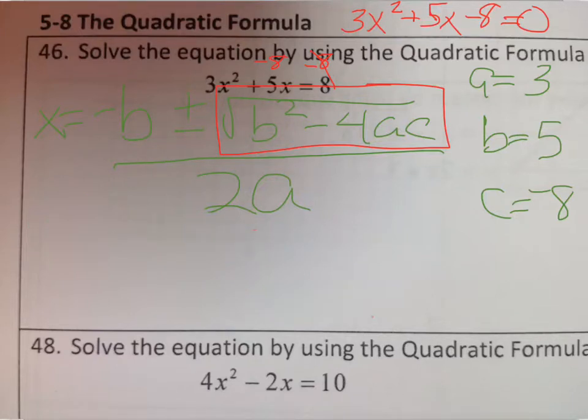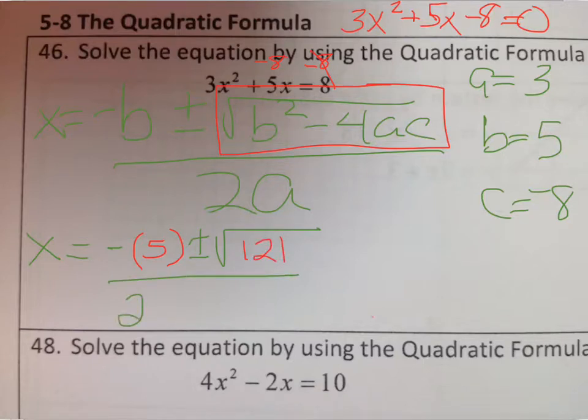So when I plug it into the whole formula, I have x equals negative, b is 5, plus or minus the square root. And then when I did the discriminant, I got 121, all over 2, and my a value is 3. So when I simplify that, we get negative 5 plus or minus, what is the square root of 121? Think about it. 11, all over 6. So I can actually get 2 answers from that.